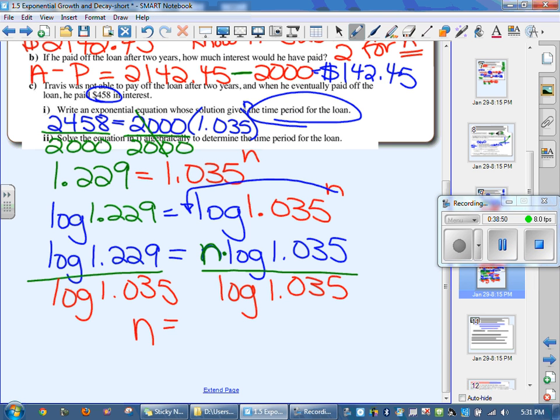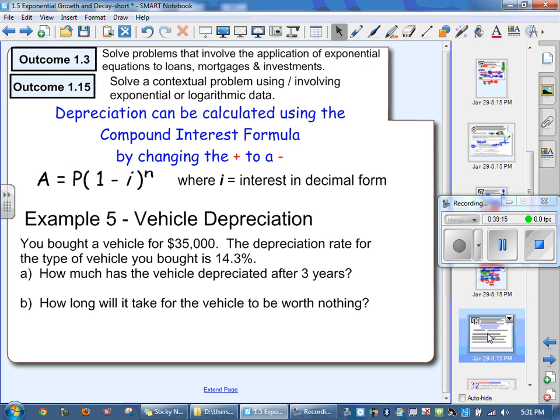Okay, let's take a look at our last type of question. We're talking about depreciation. And that's when we are reducing money. So something is losing value. And what usually loses value? Vehicles do. All right. Okay, our last example here, we're talking about vehicle depreciation. So when we do vehicle depreciation, the only thing that changes in the interest equation is the plus sign changes to a subtract sign. Everything else stays the same.